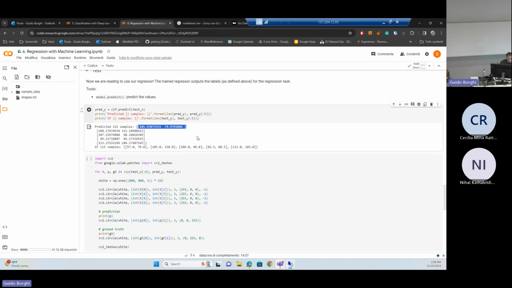Okay. Here we can also see a visual comparison between the predicted samples and the ground truth samples. In this case, the ground truth for the first case is 97 and 70. Unfortunately, we obtain 101 and 74, which are quite different from the ground truth. So the error here is significant.